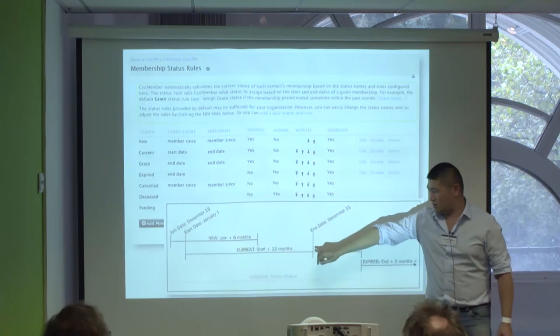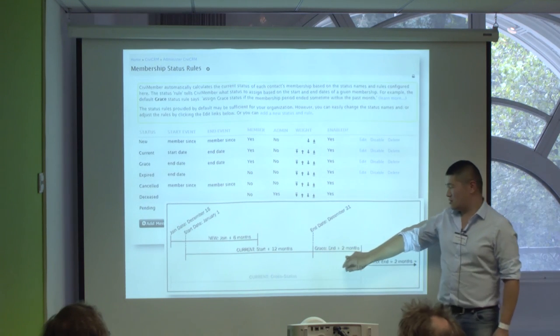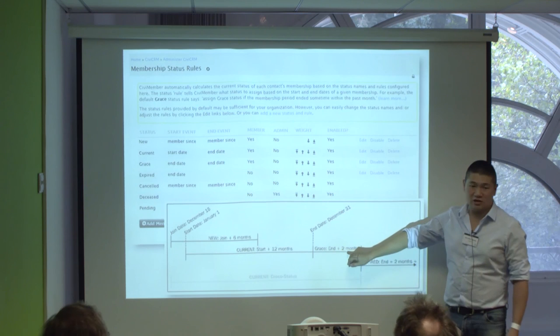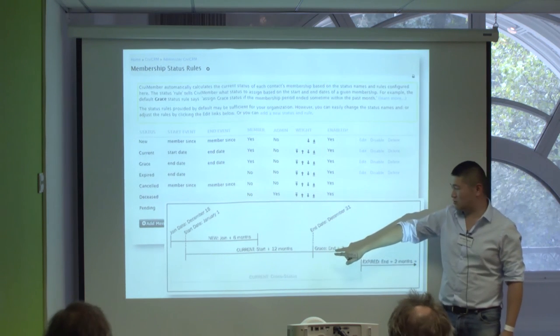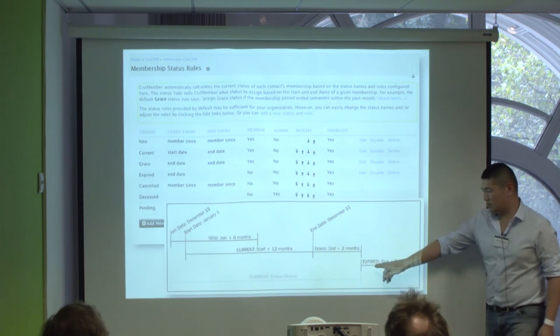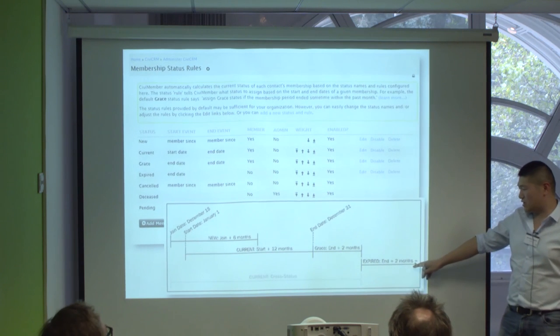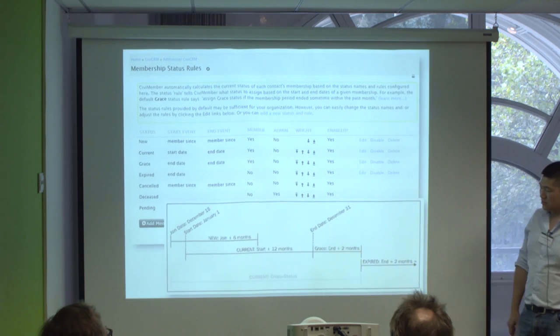So for example here, that's their current membership, this long line, and then they've configured it for 2 months for the grace period, so they're still a current membership. And down here, their membership is expired, and that continues to be expired.